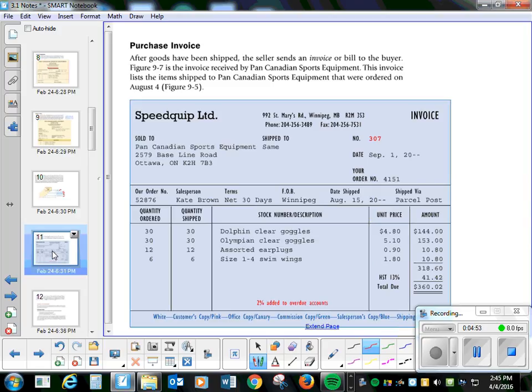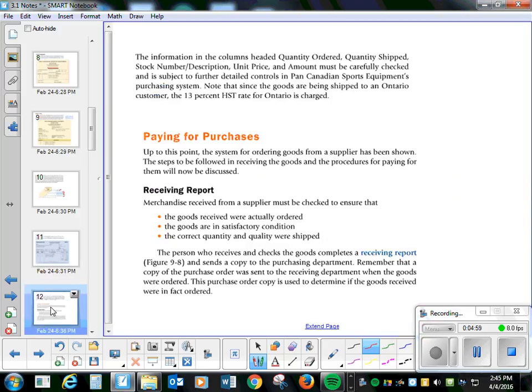Okay, and it tells you the date that things were ordered and the amount and the HST or the PST or GST. The information in the columns headed quantity ordered, quantity shipped, stock number, description, unit price, and amount must be carefully checked and is subject to further detailed controls in Pan Canadian Sports Equipment's purchasing system. So we have to make sure that everything is right there.